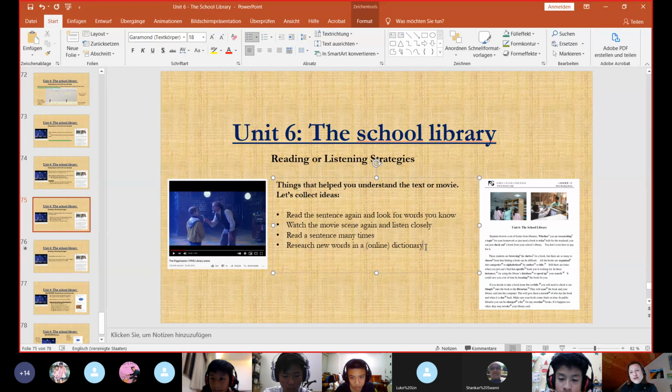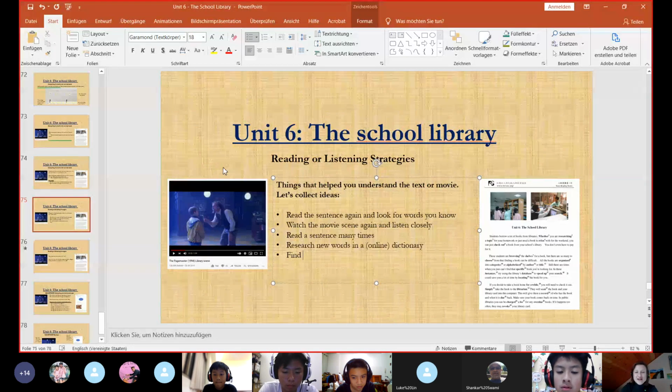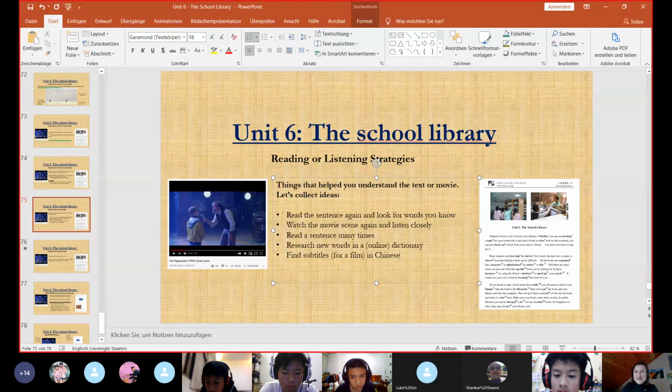Okay, very good. Barry, what did you do maybe for the movie to understand it? So what could you do? What helped you to understand it? Find the Chinese means in Instagram. Very good. So subtitles, right, in Chinese? Yes. Very good. Yes, we can find subtitles for a film in Chinese or maybe in a different language, but anything that can help you. Very good. And of course, if we have subtitles, then we can maybe also look up words in a dictionary again if we have to. Very good.